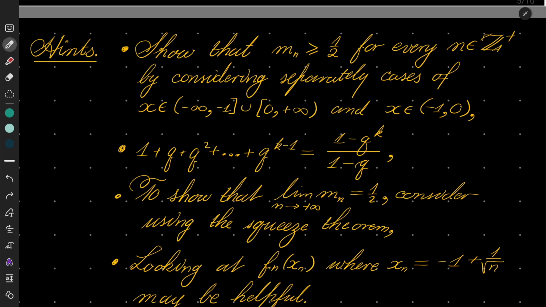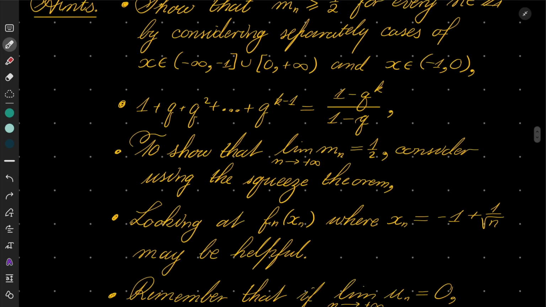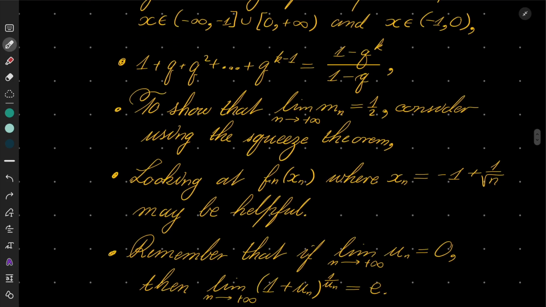So in other words, try to find an upper bound for m sub n, and that upper bound should also converge to 1/2. The really hard part is finding this particular bound, and my hint is try looking at f of n of x of n, where x of n I define as -1 plus 1 over square root of n.